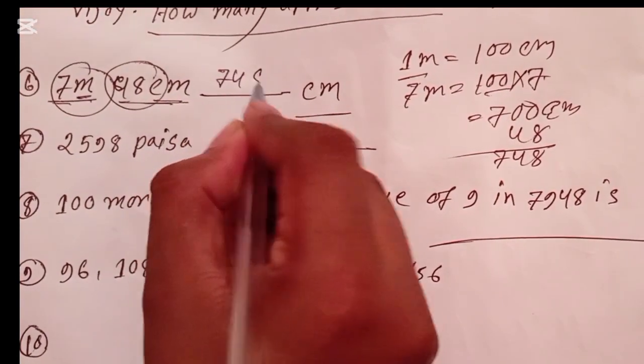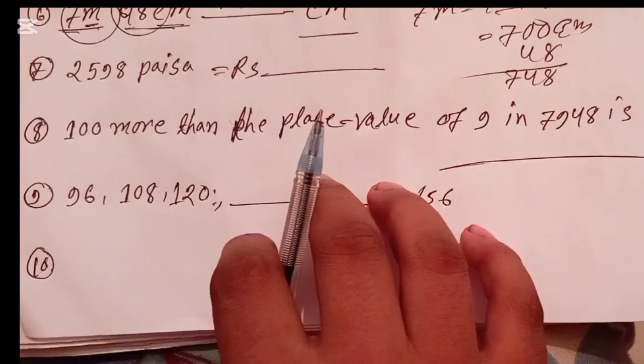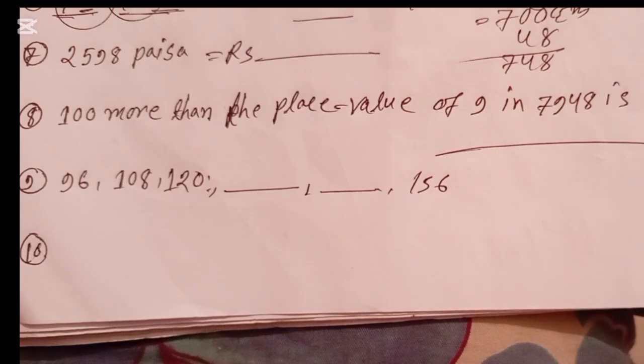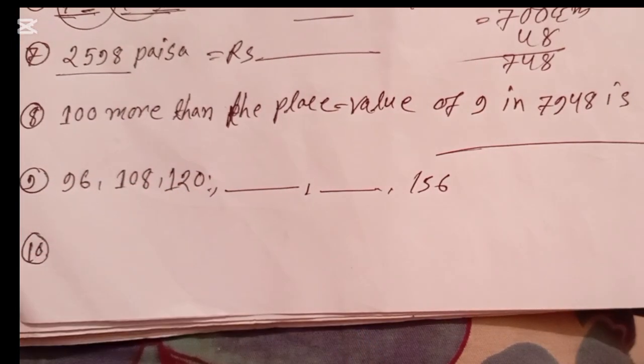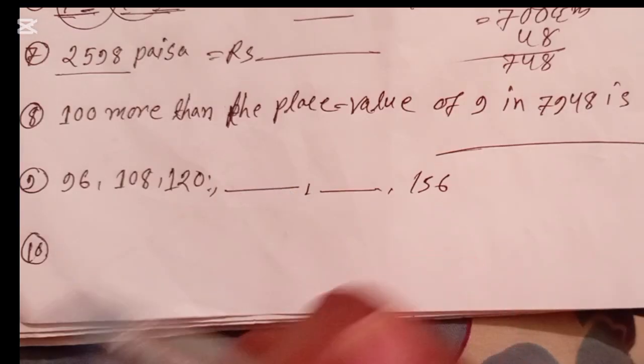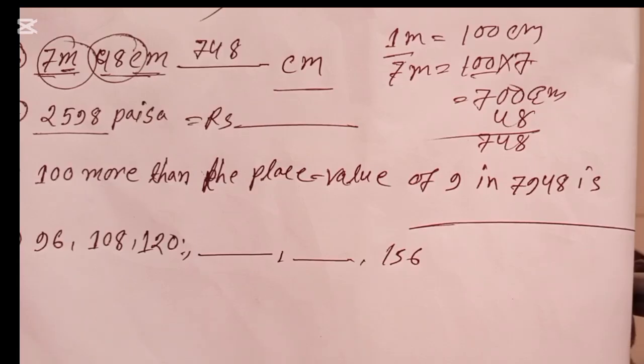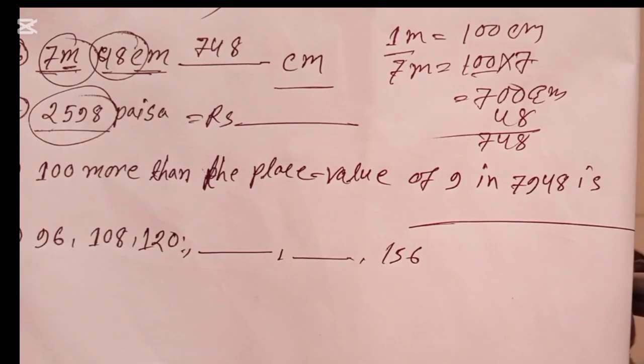So our final answer is 748 centimeters. The next one, number 7: 2598 paisa equals how many rupees or taka? So we know 1 taka equals how many paisa? 100 paisa, right? So here is 2598. So we just have to divide by 100.